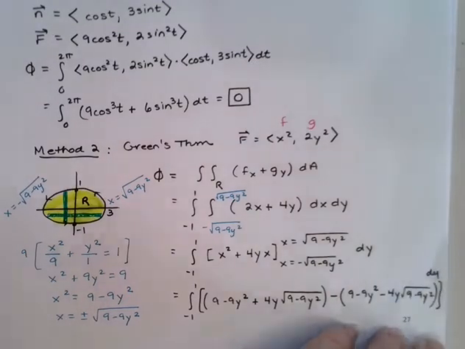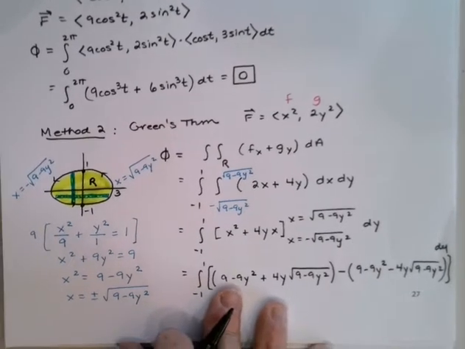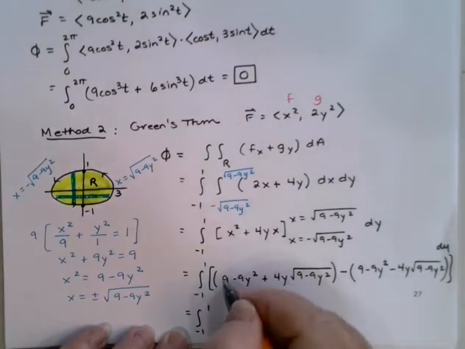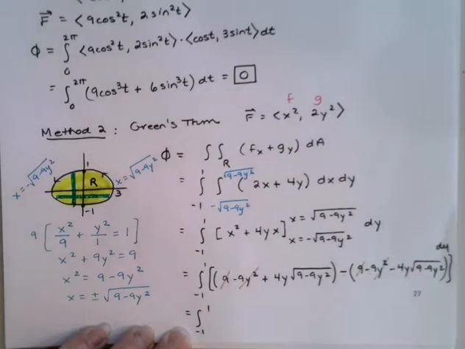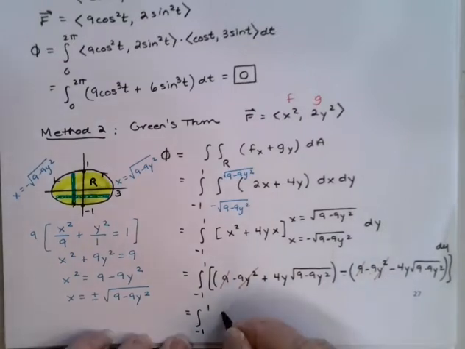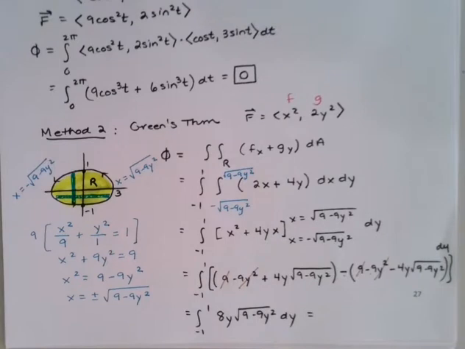And that's a dy. All right. Seeing as I am subtracting, 9 minus 9 is going to be 0. That'll be a negative 9y squared, and that'll become a positive 9y squared. And I end up with 4y times the radical minus a negative is another 4y times the radical. So I have 8y times that radical. And that's a good one for the calculator to do. I did plug that into my calculator, and I was able to get 0 again.